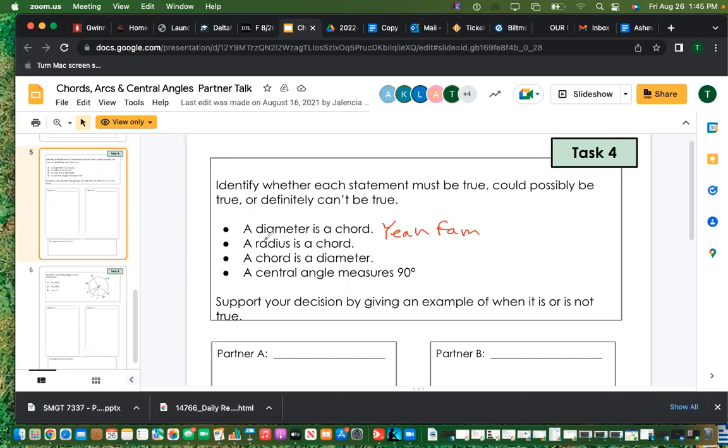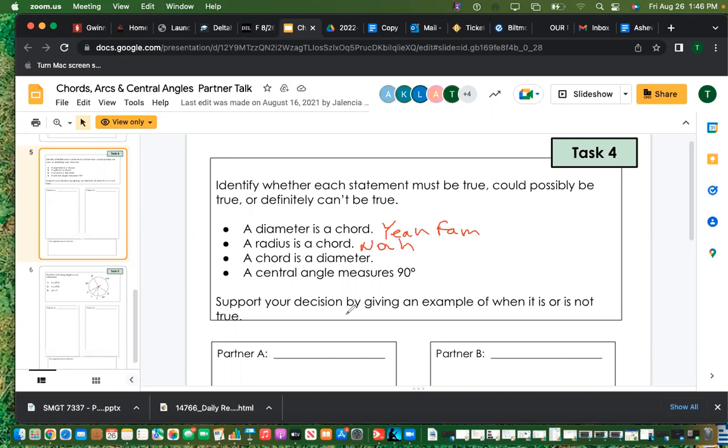A radius is a chord. You're going to tell me must be true, possibly true, or definitely can't be true. Ready? 1, 2, 3, go. I see fewer hands going up, so that's making me worry. But it is no.